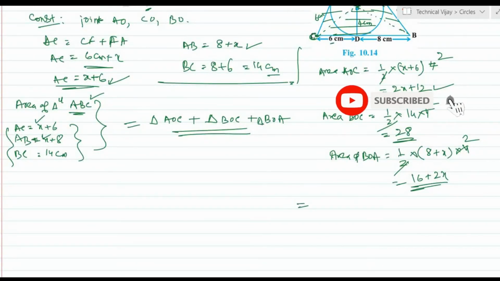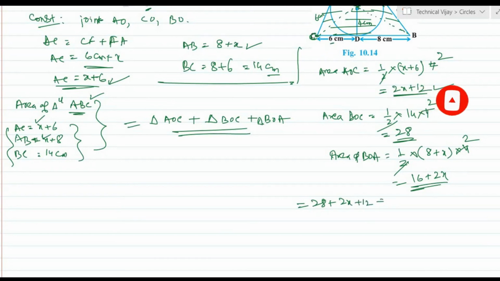This total is equal to 28 plus 2x plus 12 plus 2x plus 16. So here 28 plus 12 is 40, plus 16 is 56, plus 4x. So this is the RHS.